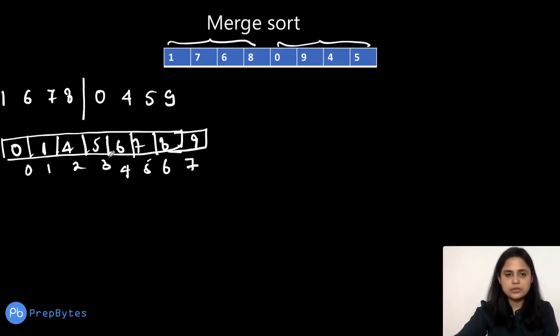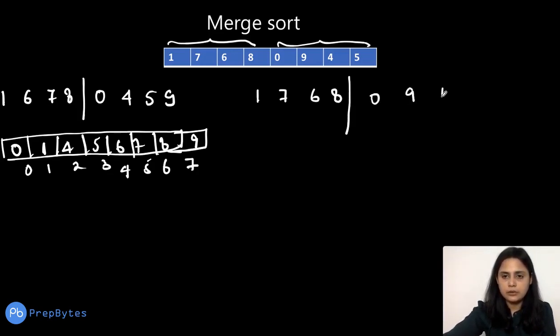Now let's try to understand the division process. As I said, we keep on dividing the array into two parts, we sort the two parts individually, and then we combine the sorted parts to make one complete sorted array. So let's try and do that. Again, initially we will have 1, 7, 6, 8, and then we will have 0, 9, 4, 5. I did the division in this particular manner. Let's say the indices are 0, 1, 2, 3, 4, 5, 6, 7.